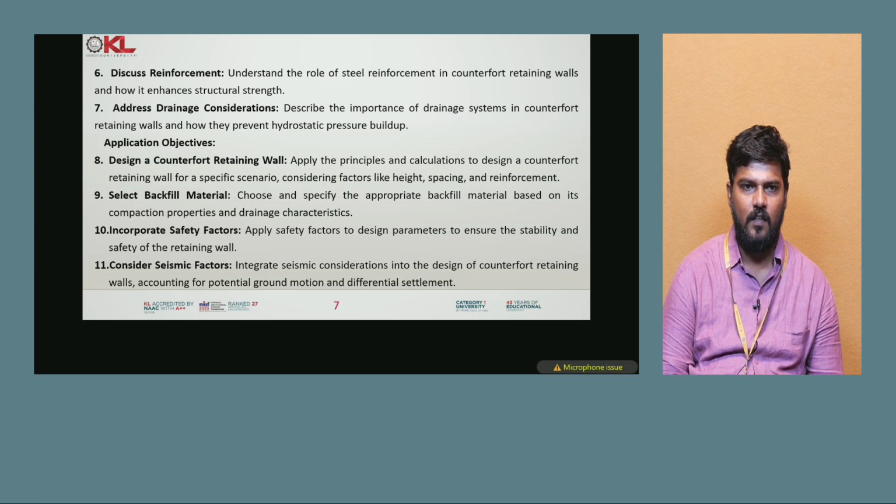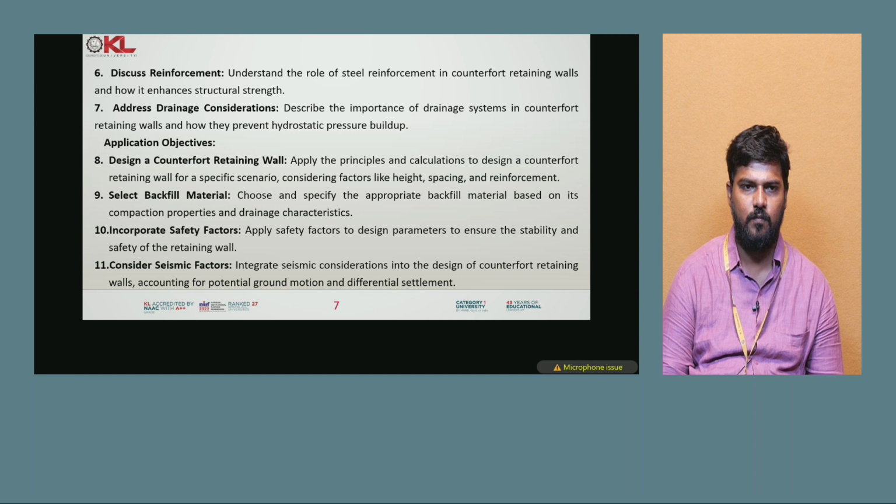Next one is to discuss the reinforcement: understand the role of steel reinforcement in counterfort retaining walls and how it enhances structural strength. Next one is addressing the drainage considerations: describing the importance of drainage systems in counterfort retaining walls and how they prevent hydrostatic pressure buildup.